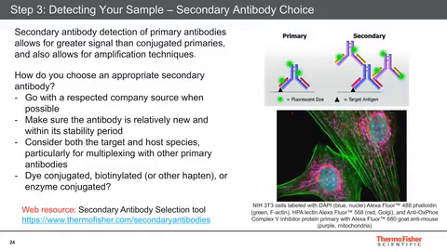Now, if you're combining with other primaries, for instance, you have one rabbit primary and one mouse primary, you want to make sure that your anti-mouse secondary is cross-absorbed against rabbit, so it doesn't cross-label and label your rabbit primary too, and vice versa, that your anti-rabbit is cross-absorbed against mouse, right? So you can usually look into the certificate of analysis for your antibody to know what it's cross-absorbed against, or in the manual for that antibody, or just call us here at tech support.